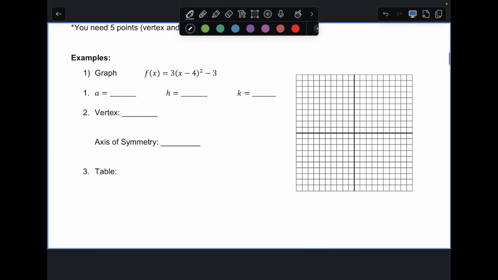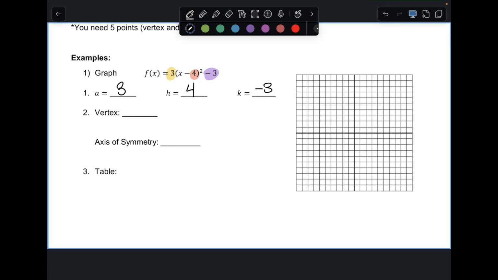So if we look down here at example 1, what would A be? 3. Good. Be careful here. What's H? Positive 4. We switch the sign. What is K? Negative 3. We keep the sign. Okay.